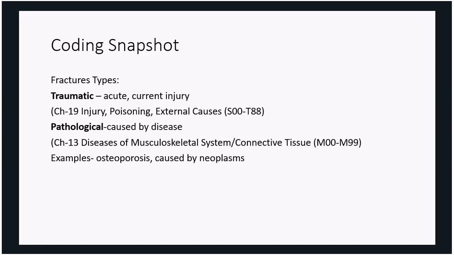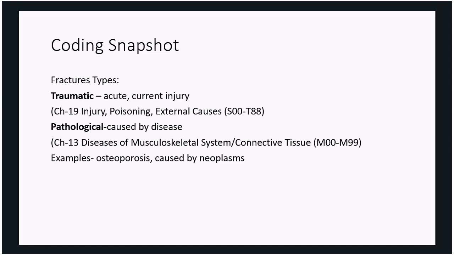They're a current injury. An example of a traumatic fracture would be if a patient was involved in a motor vehicle accident and they fractured their arm or leg, or maybe the patient was working at a work site or at their home and they sustained a fall and sustained an injury or a fracture.